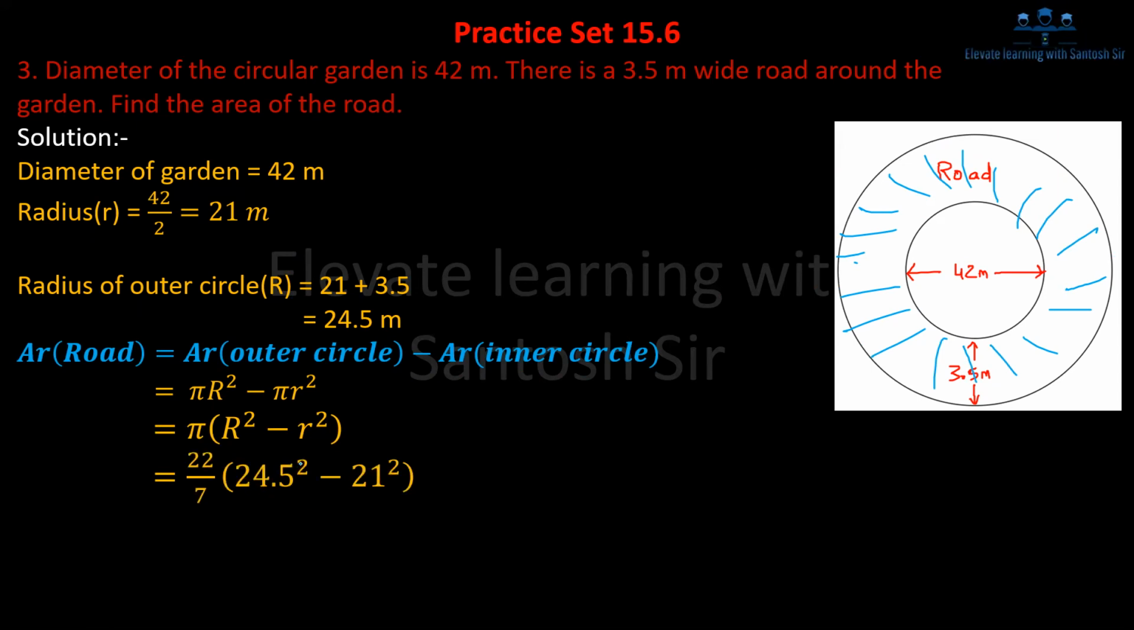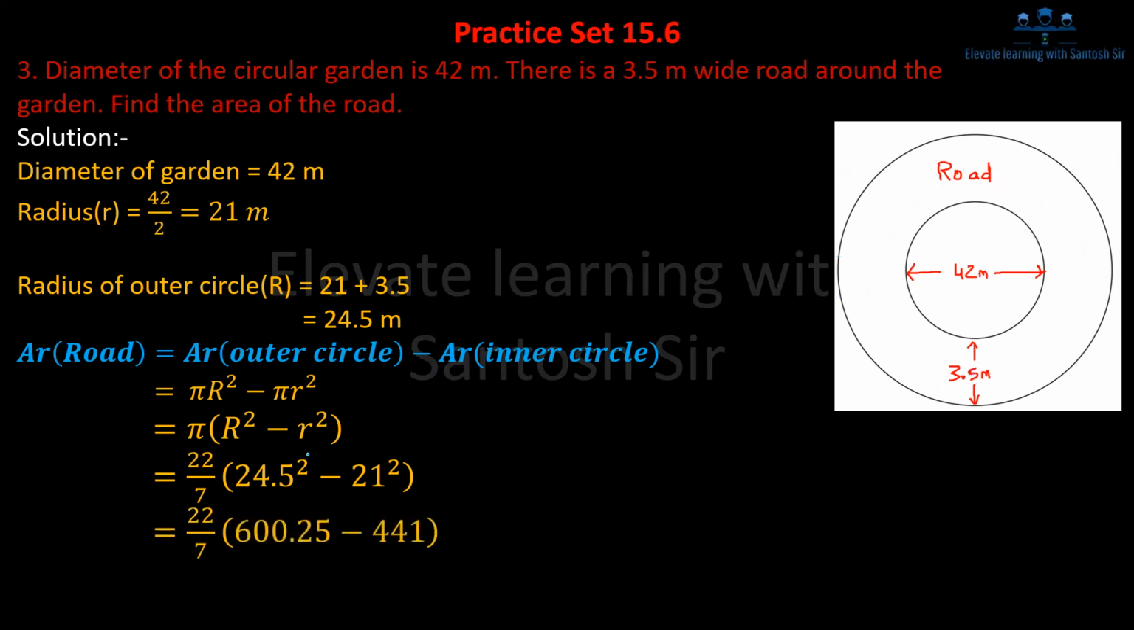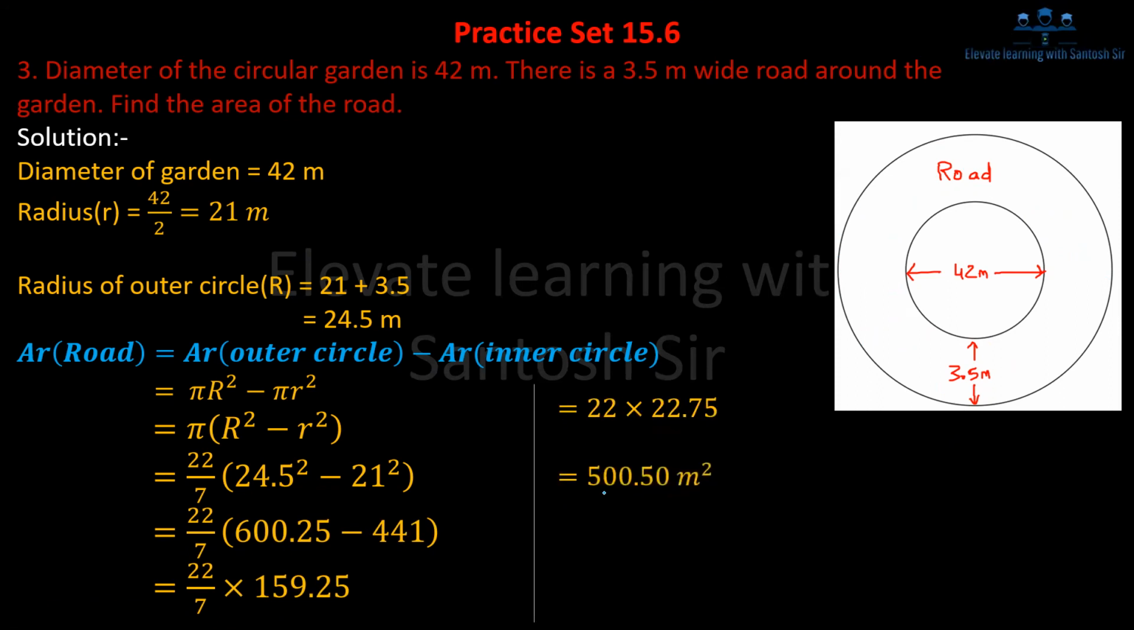Let us find the square of 24.5 by multiplying 24.5 with 24.5. You can multiply and find that value. And 21 square is 441. On subtracting 600.25 and 441, we get 159.25. When we divide it by 7, we get 22.75. So area of road is nothing but 500.50 meters square.